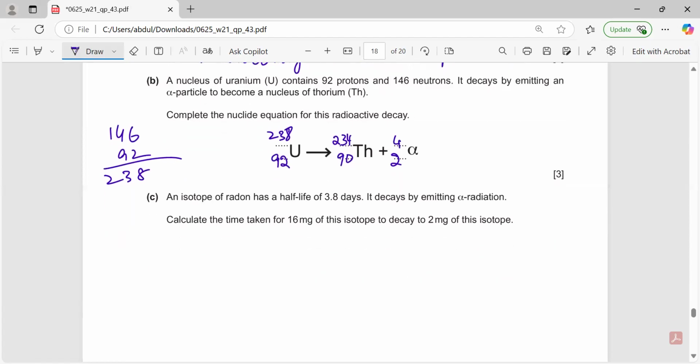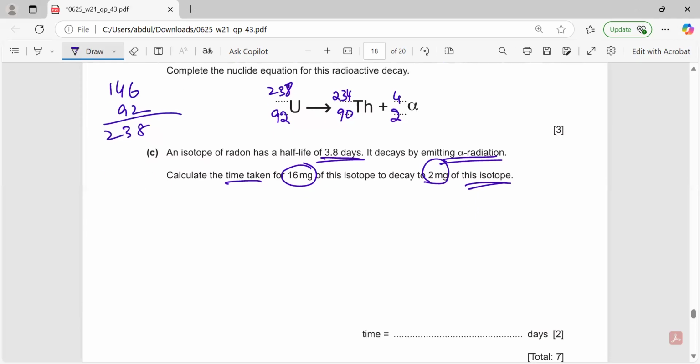Next, an isotope of radon has a half-life of 3.8 days. It decays by emitting alpha particles, alpha radiations. Calculate the time taken for 16 milligram of this isotope to decay to 2 milligram of the isotope. So we know in every half-life, half of the mass is reduced. Half of the mass of the original value is reduced. First of all, let's calculate how many half-lives are involved to change the mass from 16 milligram to 2 milligram.